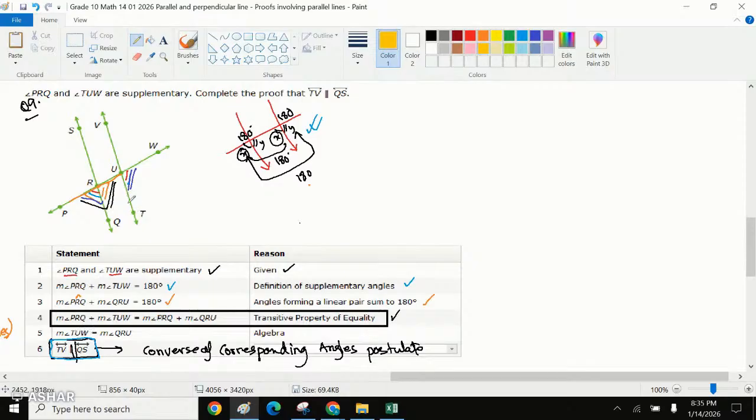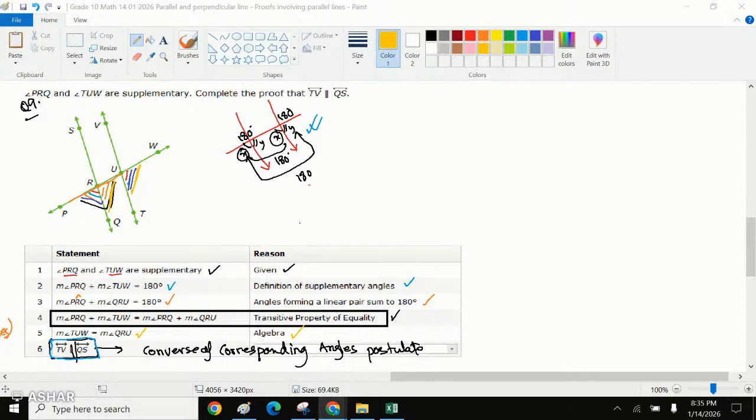TUW, this angle would be equal to QRU would be equal to this. Yes, that is true. That is the algebra part, that they are equal because they are corresponding, right? So we can say the property that defines parallel lines is always known as converse of corresponding angles postulate. Whenever we are missing a property for the parallel lines, we'll write down the statement.